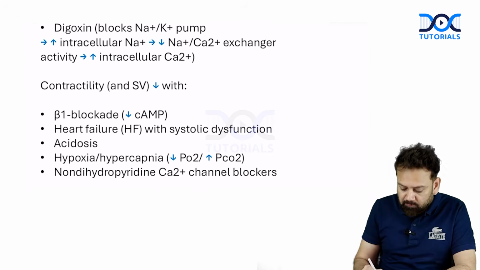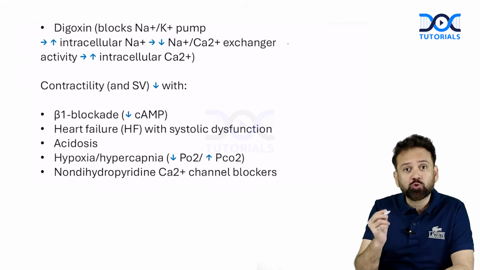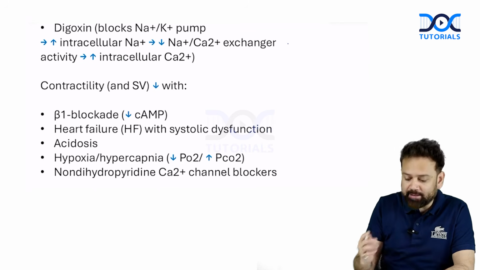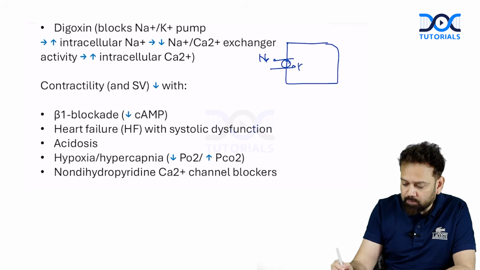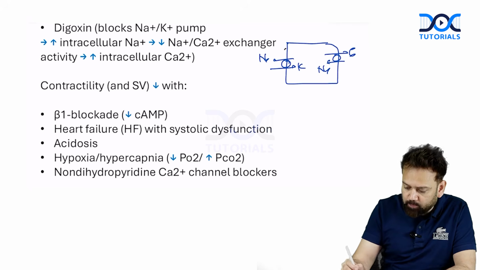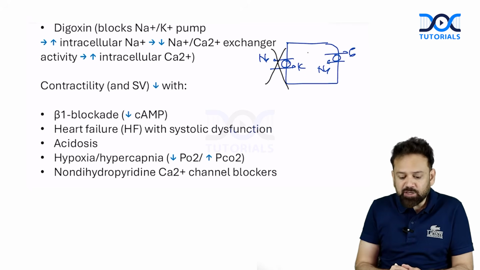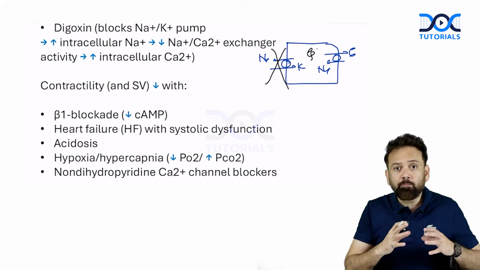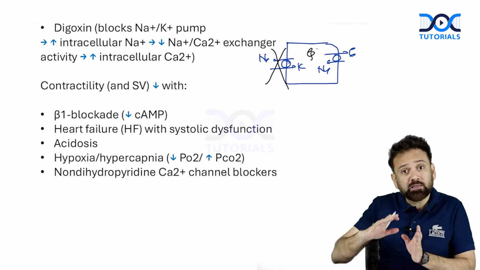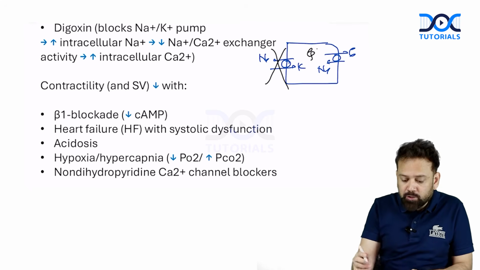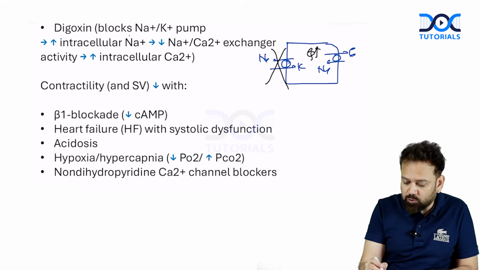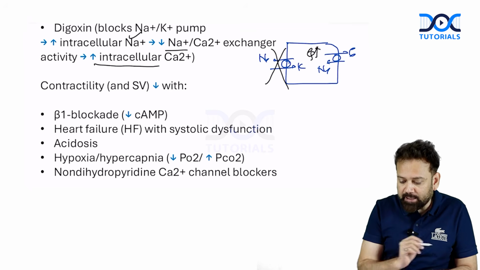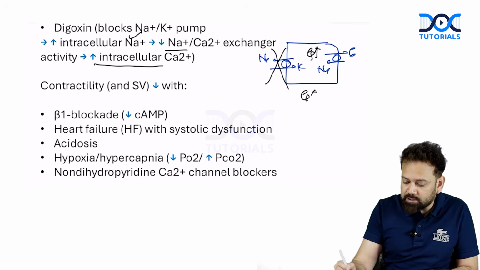Now, next point. We know about digoxin. Digoxin blocks the sodium potassium pump. So how is it increasing contractility? Suppose this is our heart, and on one side there is the sodium potassium pump, on the other side there is the sodium calcium exchanger. If digoxin blocks the sodium potassium pump, calcium will not go out, because the sodium potassium pump is giving energy to the sodium calcium exchanger. So now calcium will not go out, so intracellular calcium will increase. Because of the intracellular increase in sodium and decrease in the exchanger's activity, intracellular calcium increases, and this will cause increased contractility.